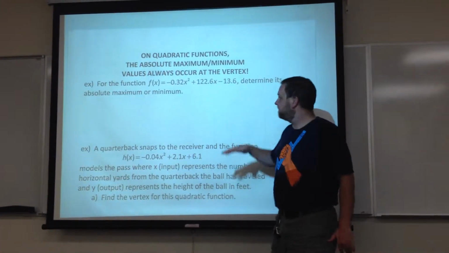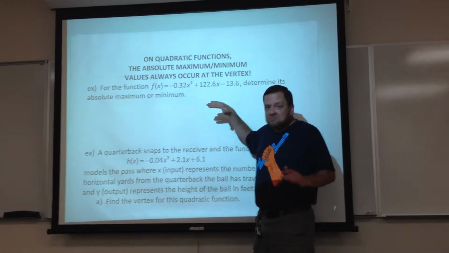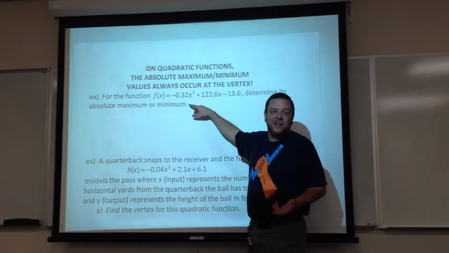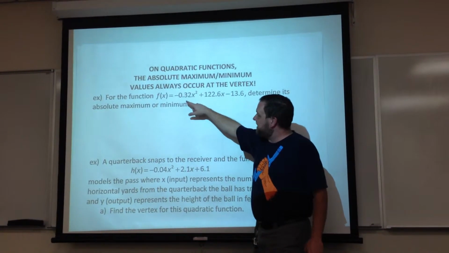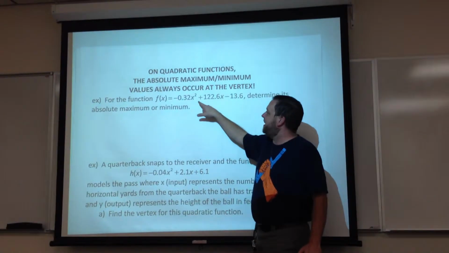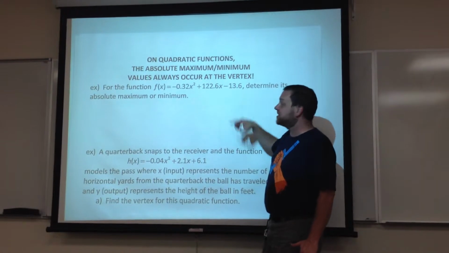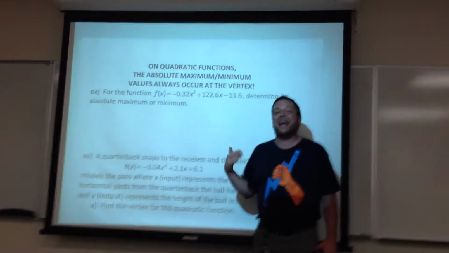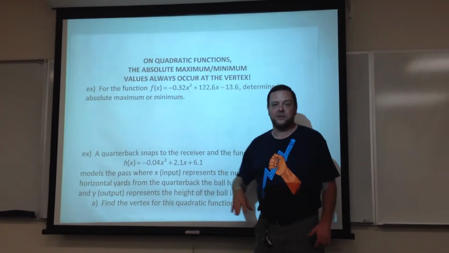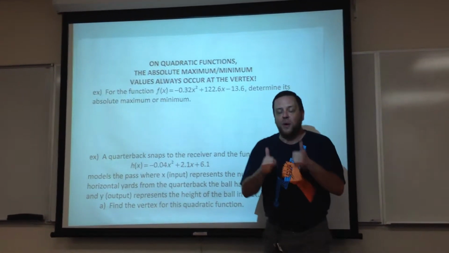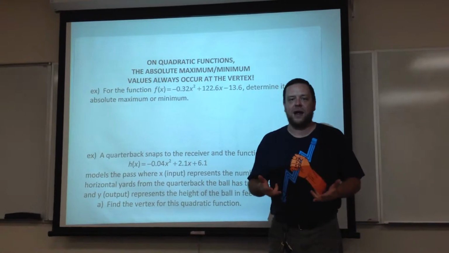First things first, I just want to show you how crazy one of these quadratic functions can get. This one's got some really loopy looking coefficients. This function, f of x equals minus 0.32x squared plus 122.6x minus 13.6. All I want us to do is determine what its absolute maximum or absolute minimum is. So, I mentioned to you earlier that the vertex is the most important point on a parabola's graph.